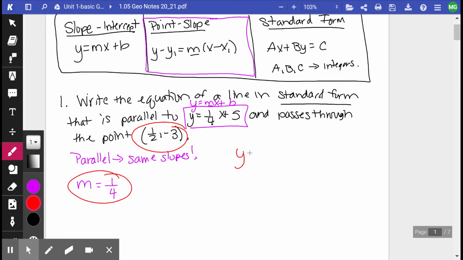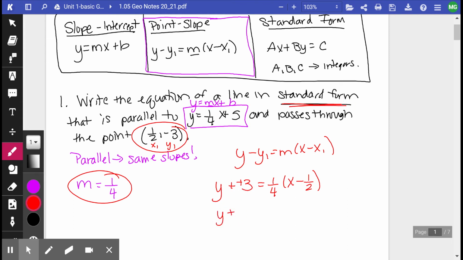So y minus y1 equals m times the quantity x minus x sub 1. So we have y minus, and this is your x sub 1, y sub 1, y minus -3. So that's the same thing as y plus 3 equals our slope of 1/4, times x minus our x sub 1, which is 1/2. And we were asked to put this into standard form. So right now it's in point slope form, so I want to continue to simplify this.